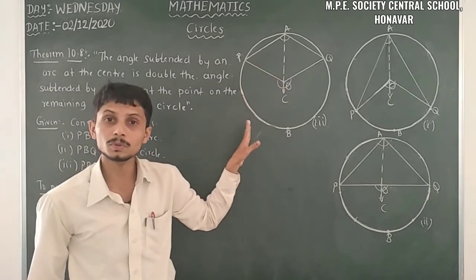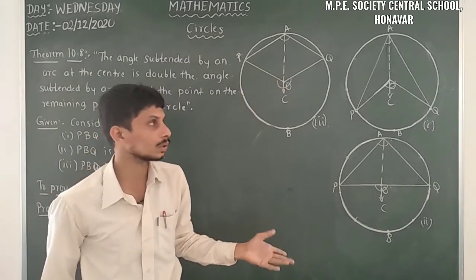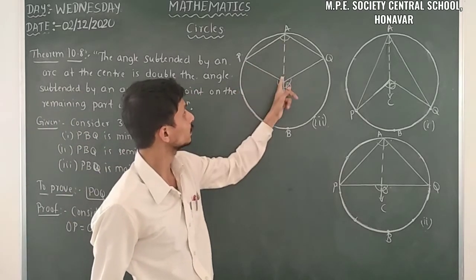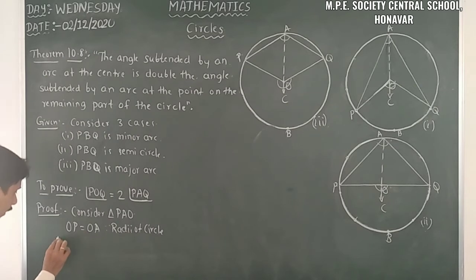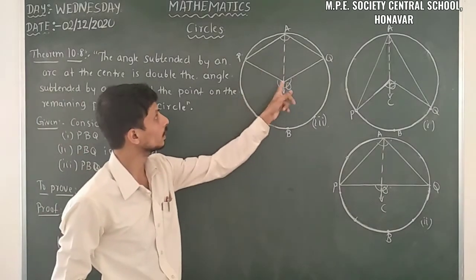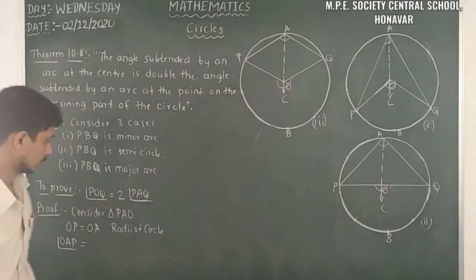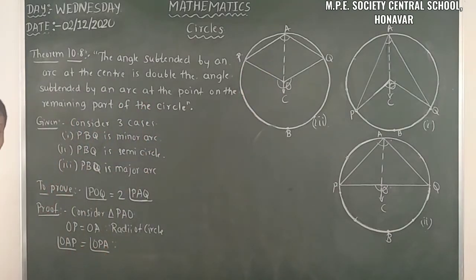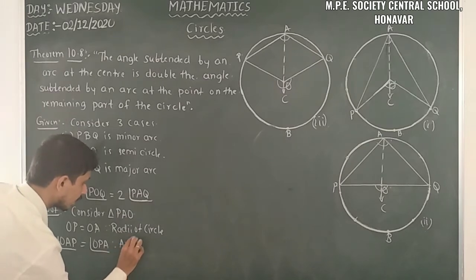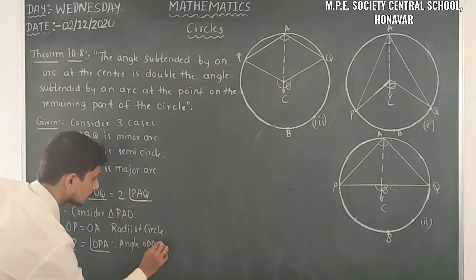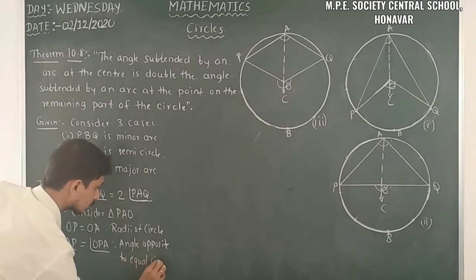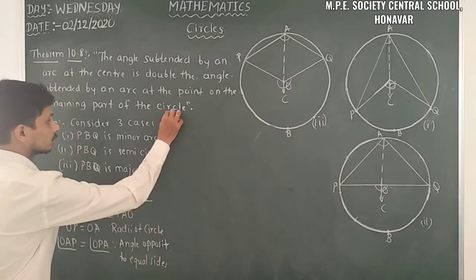The angle opposite to the equal sides is equal. We already know that one, so let us take that case. Here, opposite of OP is angle OAP, and opposite of OA is angle OPA. So angle OAP is equal to angle OPA, because angles opposite to equal sides are equal.